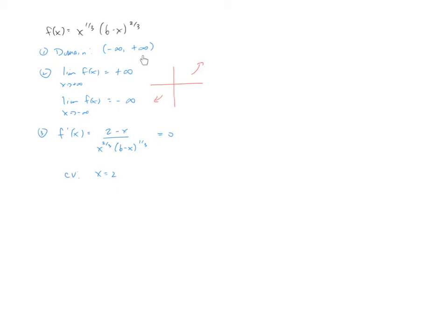Remember, the domain was everything, but if I look carefully down here, I can't have a 0 and I can't have a 6 in my denominator. So we have two non-differentiable points. We have x equals 0, we have x equals 6. Both of those are non-differentiable points that need to be included in our critical value list and need to be put on our number line. All right, because again, they could be maxes and mins. That's what we're looking for in that first derivative test.